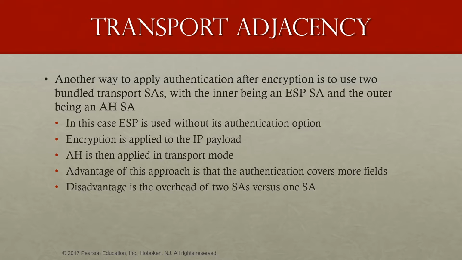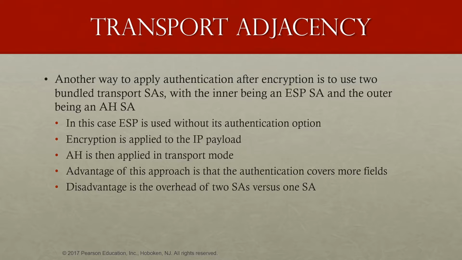Transport adjacency. Another way to apply authentication after encryption is to use two bundled transport SAs, with the inner being an ESP SA and the outer being an AH SA. In this case, ESP is used without its authentication option. Because the inner SA is a transport SA, encryption is applied to the IP payload.